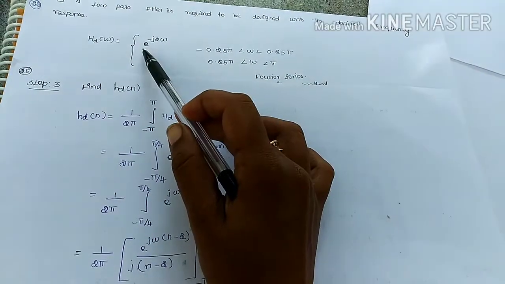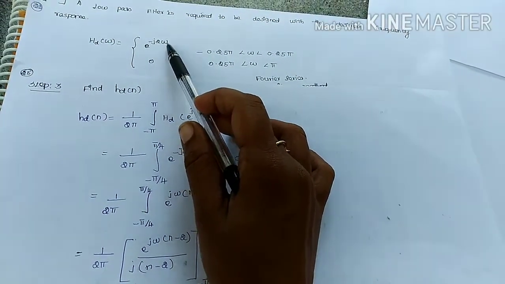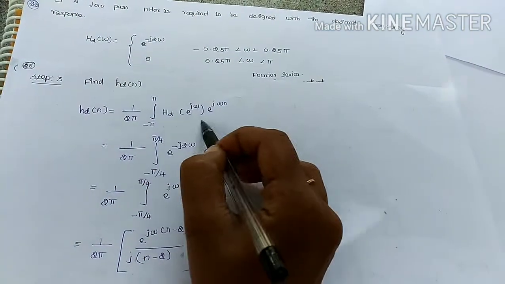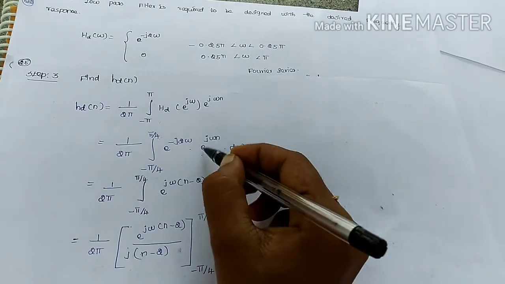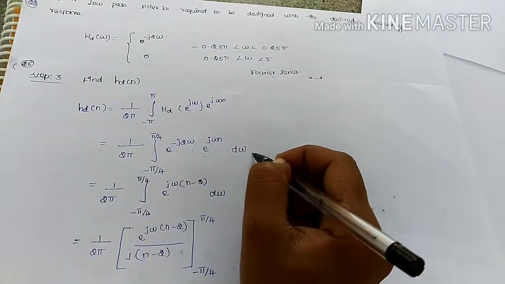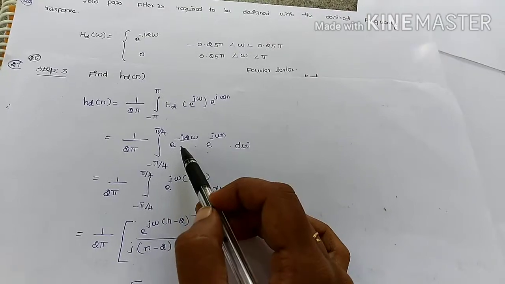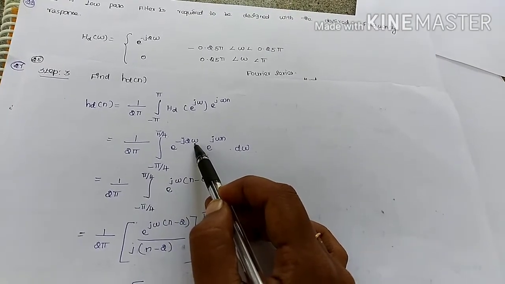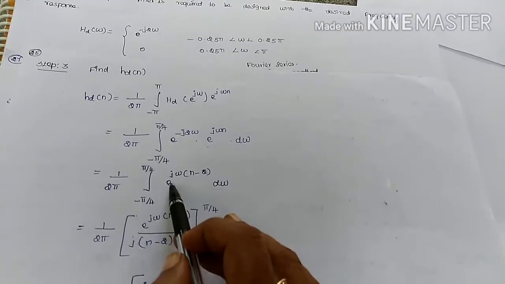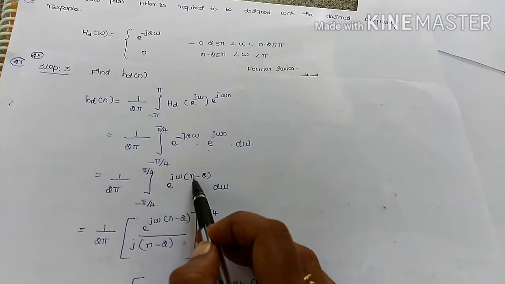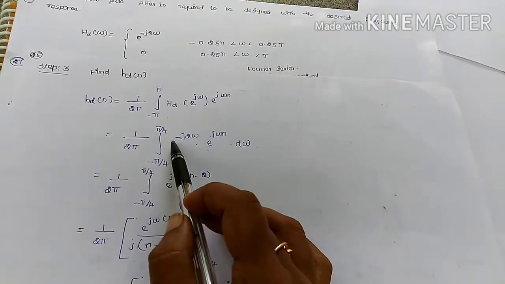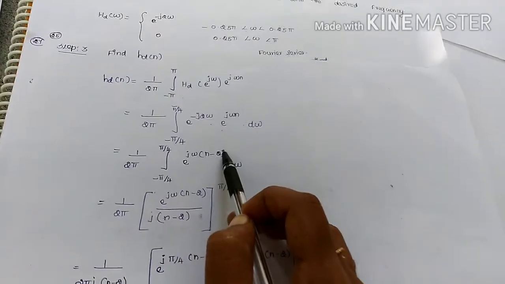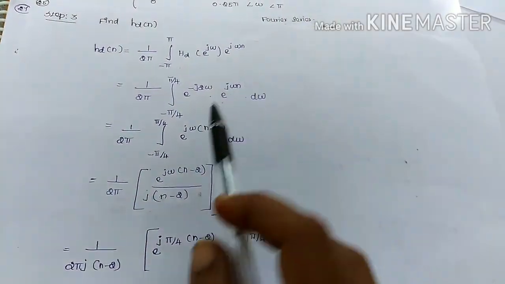Then our input is e power minus j 2 omega. This is our given input. Then the remaining part is e power j omega n into d omega. Here in the power, j and omega are common, so I take them outside. So e power j omega, then the remaining terms are n and minus 2, so I write n minus 2.